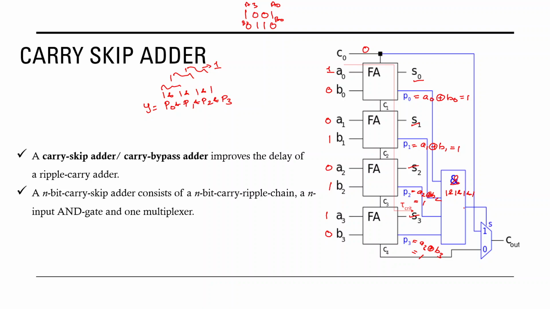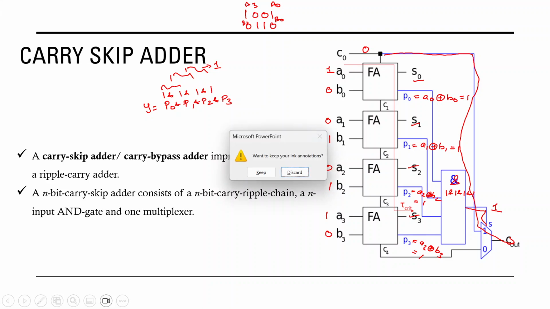Now the single bit 1 will go and act as a selection line. If 1 comes, I can skip this block. I need not wait for the carry to propagate through every stage. I can directly select this carry as the output carry. Suppose my selection line is 0, then I have to wait for the carry to ripple from one stage to the other, and then we get the carry. So what's the advantage? Some blocks will be skipped and some blocks will not be skipped. Now let us see another example.